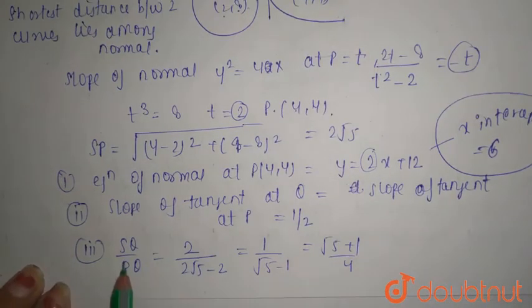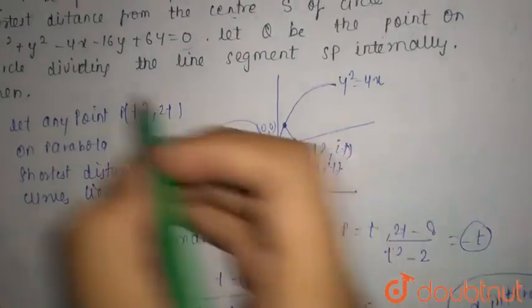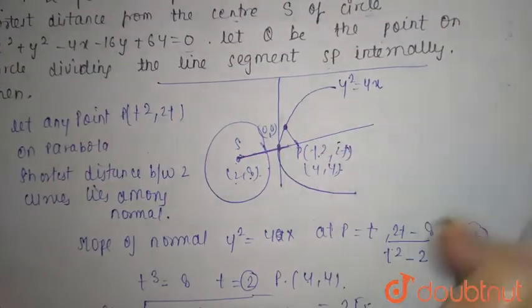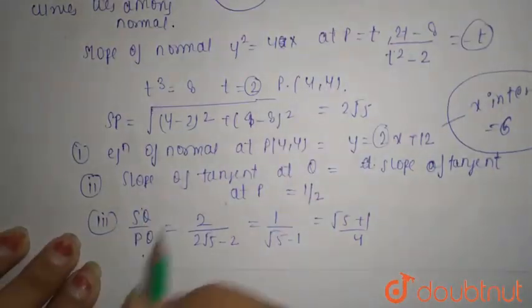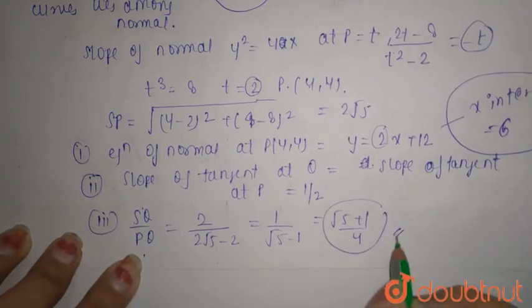So what we need to find is the ratio in which the circle divides the line segment SP internally. So here SP is divided by the circle internally in this ratio.